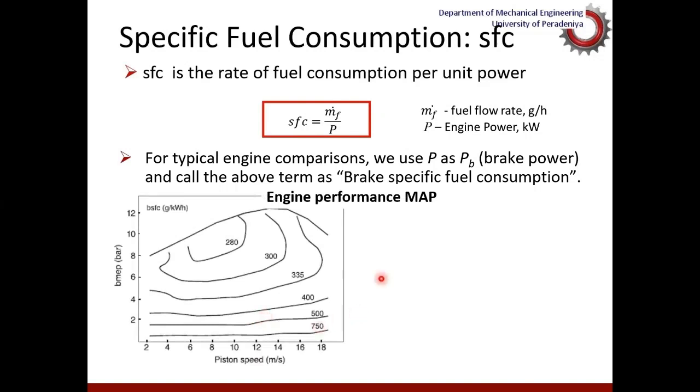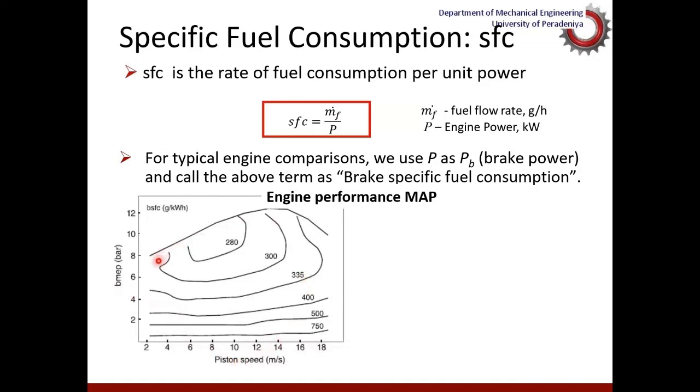Now, this is an interesting diagram. We call it engine performance maps. We will talk more about this with time, but I just want to introduce it here as we talk about specific fuel consumption. Engine performance maps are drawn considering the engine speed and the brake mean effective pressure or the brake torque. They are directly related. We plot the brake specific fuel consumption at different brake mean effective pressures or brake torques and different speeds. So what you see is something like this.